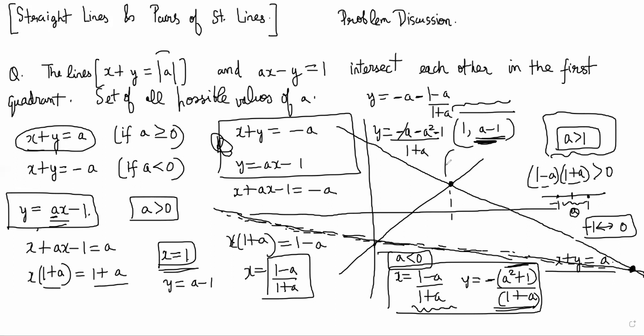So the only possibility is when A is greater than 0, and this is the point of intersection. It will be in the first quadrant if A is greater than 1. So possible values of A will be 1 to infinity. Got it.